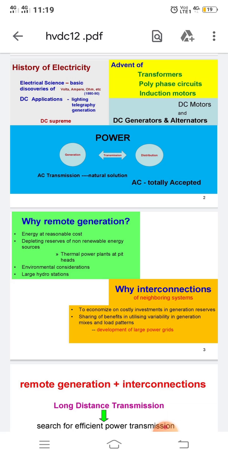So in countries like the USA, till the early 70s, the demand doubled every 10 years. In developing countries like India, the demand doubles every 7 years, which requires considerable investment in the electrical power sector. The imperative of supplying energy at reasonable cost, coupled with the depleting reserves of non-renewable energy sources, has led to the establishment of remote generating stations. That means environmental consideration, and sometimes the siting of power stations at remote locations.